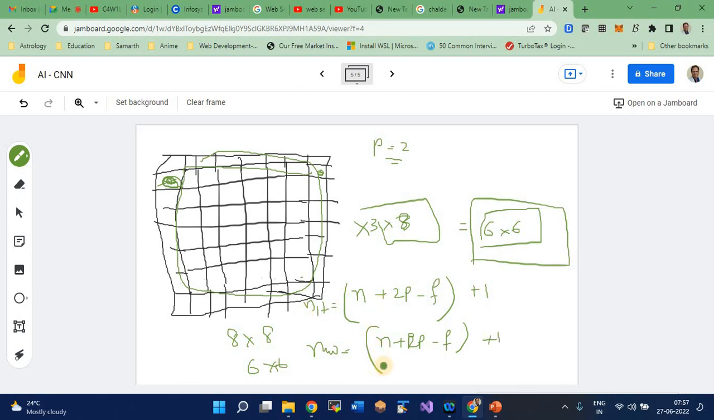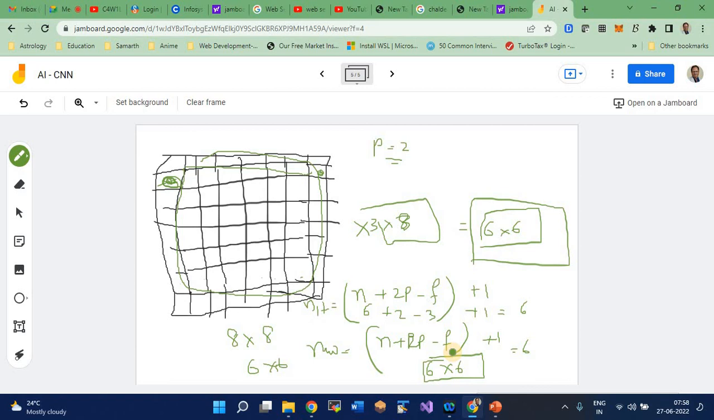Now how much is it? It started with 6, right? How much did I pad? 2. I padded 1 this side, 1 that side. So it is 6 plus 2 minus 3 plus 1, which is equal to 8 minus 3, which is 5. 5 plus 1 is 6. This also will be 6. So I would get a 6 by 6 output. And this is called valid and same.